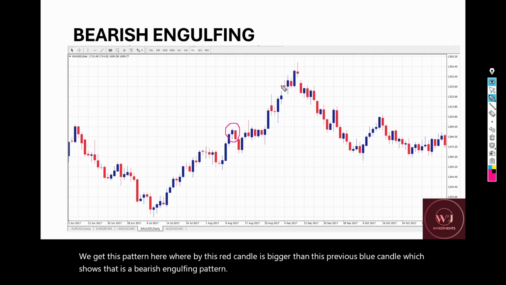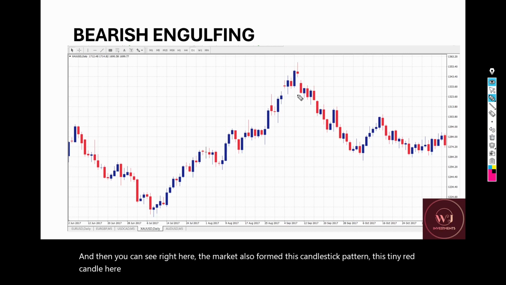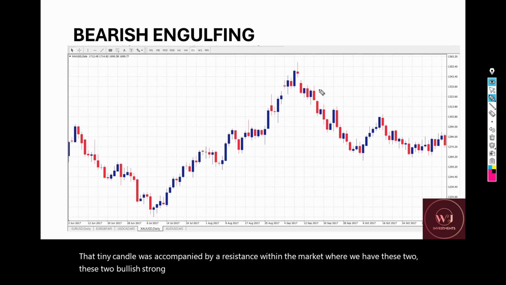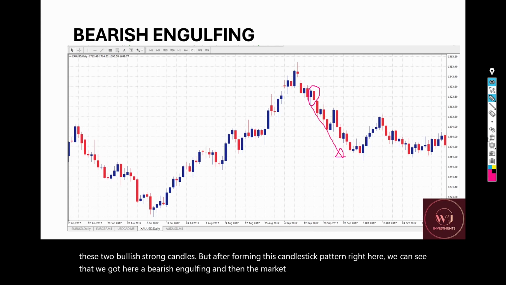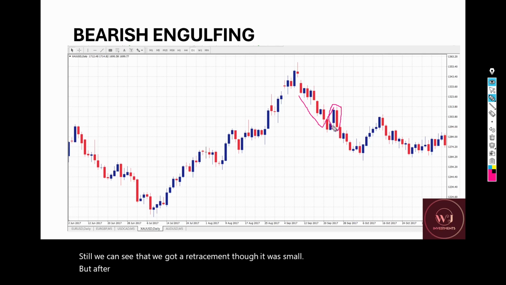And then you can see right here, the market also formed this candlestick pattern, this tiny red candle here, but that tiny candle was accompanied by a resistance within the market where we have these two bullish strong candles. But after forming this candlestick pattern right here, we can see that we got a bearish engulfing, and then the market continued in a downtrend. Still, we can see that we got a retracement, though it was small, but after forming this candlestick pattern, we got a clear wave down.